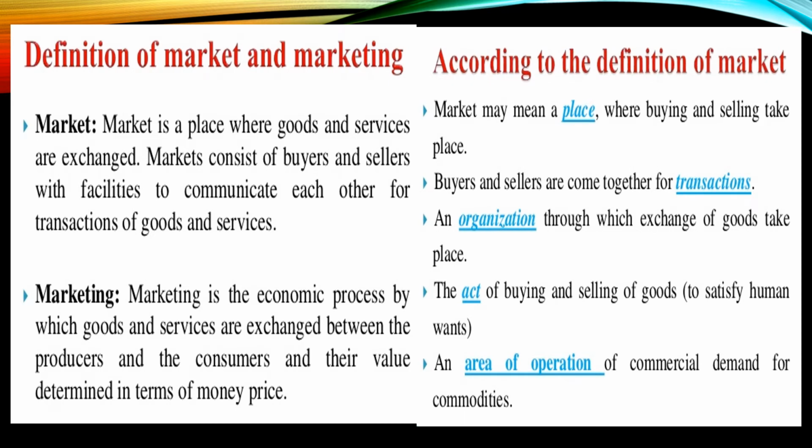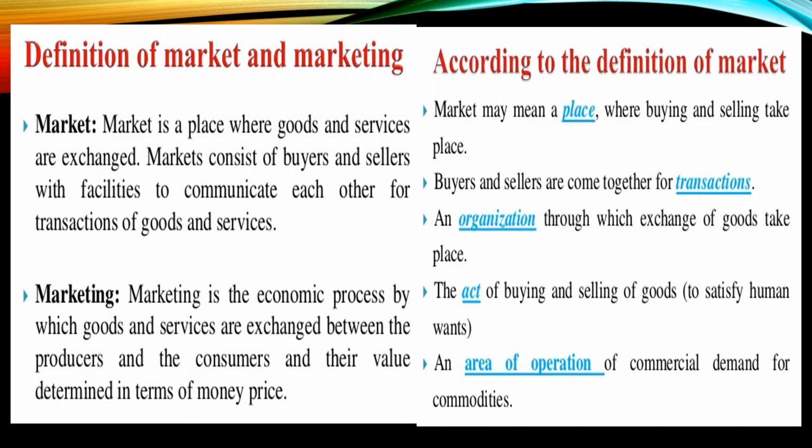We have the definition of market and marketing. What is market? Market is a place where goods and services are exchanged. Market consists of buyers and sellers with facilities to communicate with each other for transactions of goods and services. Next, we have marketing. Marketing is the economic process by which goods and services are exchanged between the producers and the consumers and their value is determined in terms of money price.